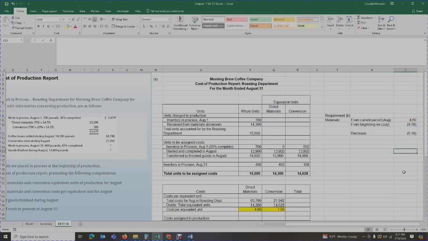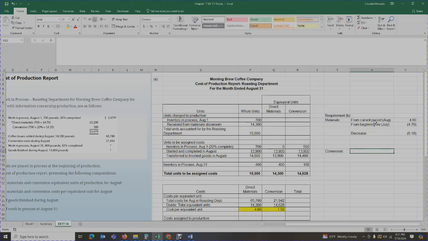Okay, we have a decrease of 10 cents. So my equivalent units per unit, my cost per equivalent unit for direct materials dropped by 10 cents from last month to this month. Okay, we're going to do the same thing, but now for my conversion costs.